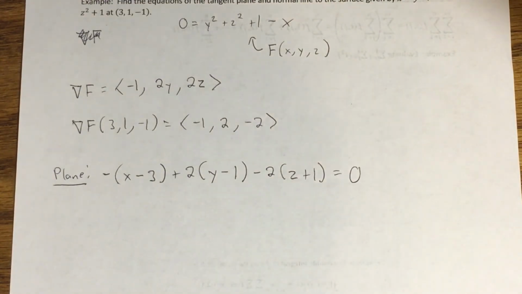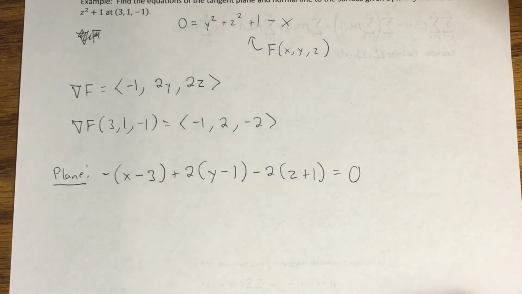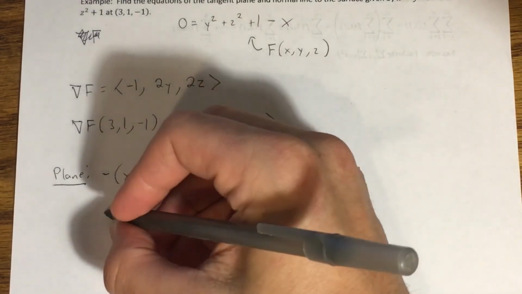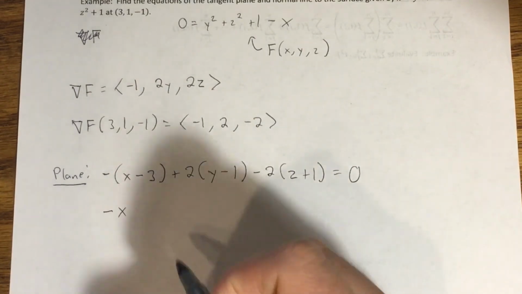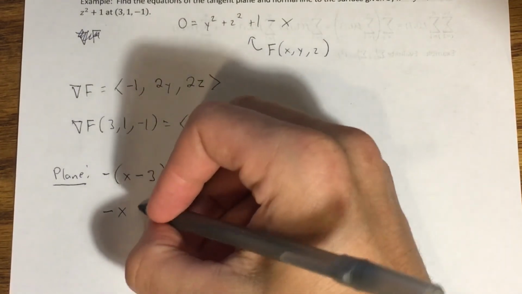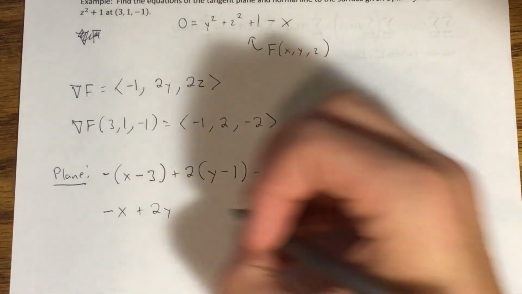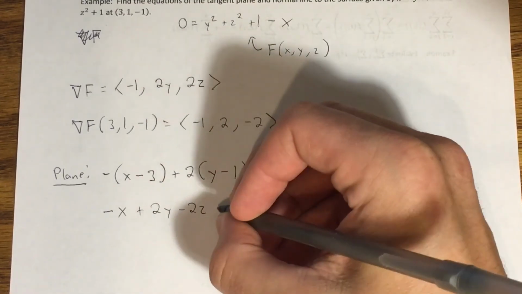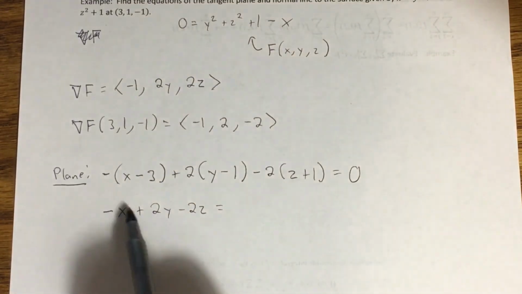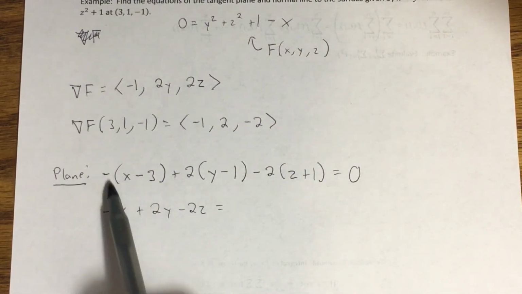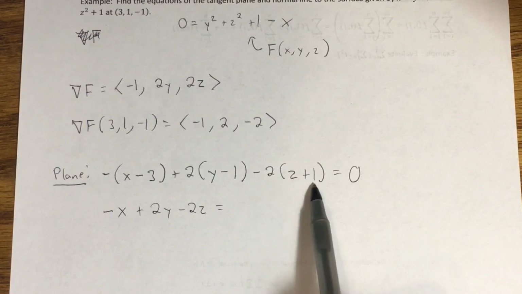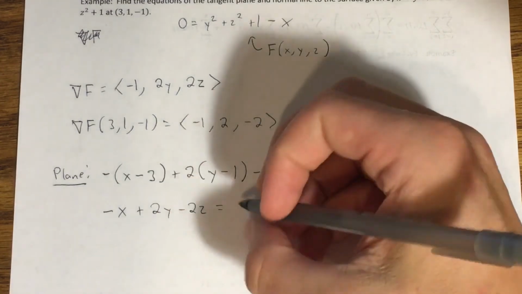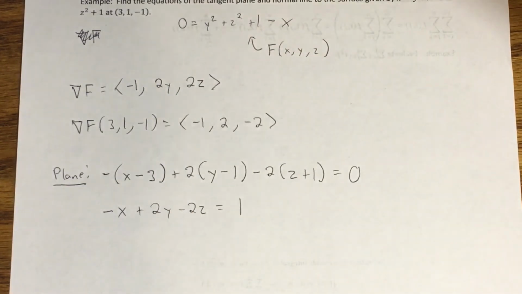I could write that in a slightly different form, though. So I could distribute the negative in here. I could say that that's equal to -x. This would be plus 3. Let's deal with that at the end. -x plus 2y minus 2z equals. So let's see. This would give me a -3. So that's +3 minus 2. So we're up to 1 now. Minus 2. Again, it's -1. If I add that 1 to both sides, I would get just 1 here. So that's one way of writing the equation of this plane.